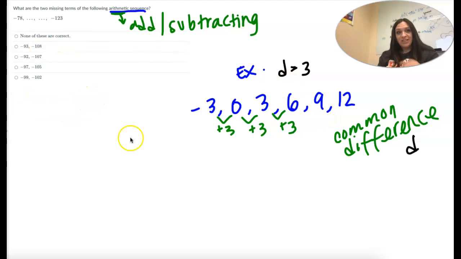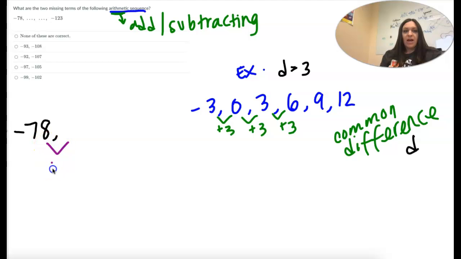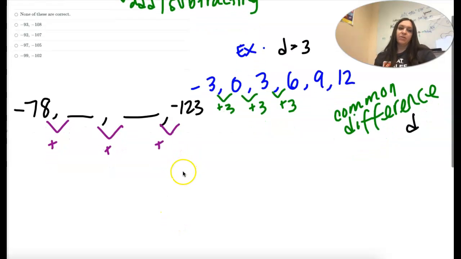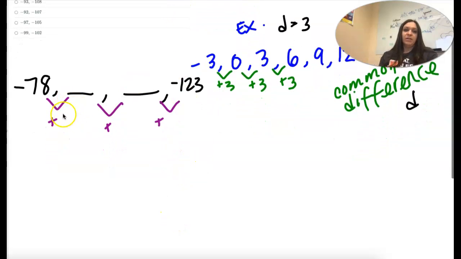So this question is saying we have two missing terms. We have -78, and then because we're arithmetic, we're going to add some number to get this term. And then we're going to add that same number to get this number. And then we're going to add that same number, and we're going to get -123. Okay, so let's go through the process.